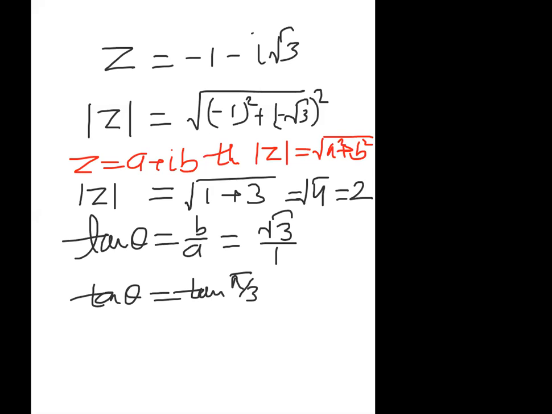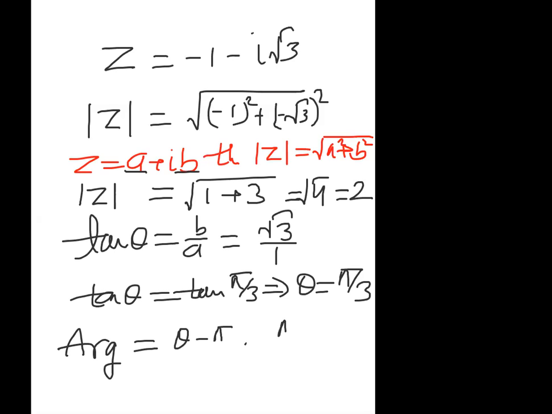So theta came pi by 3. After calculating the theta, we need to calculate the argument. When a and b both are negative, at that time the argument becomes theta minus pi. Theta is pi by 3, so minus pi.